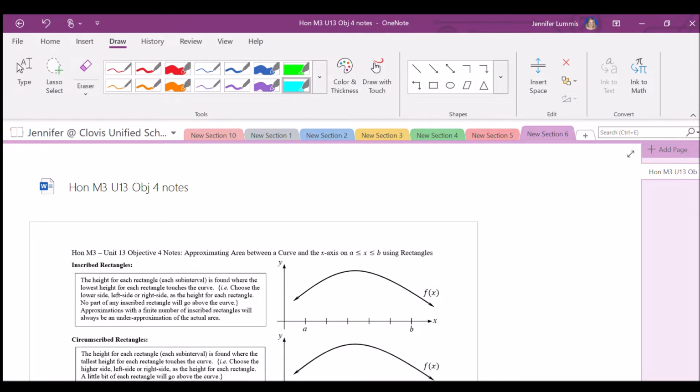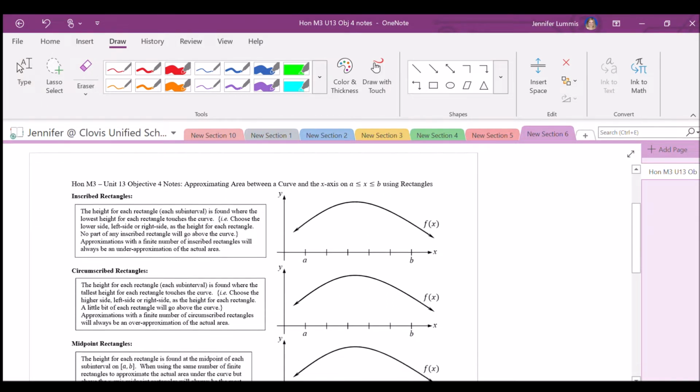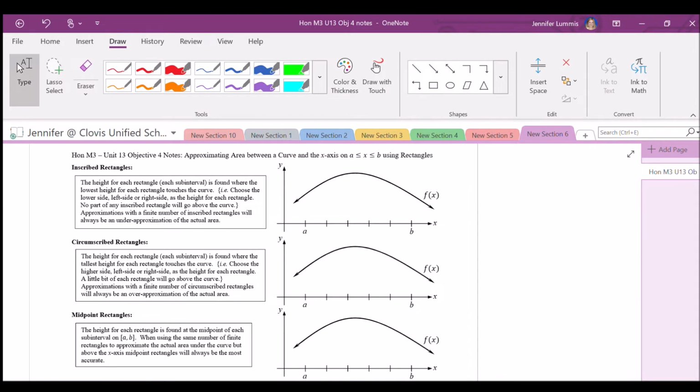So the first thing we're going to do is walk through the different kinds of rectangles we're likely to run into: inscribed, circumscribed, and midpoint rectangles. And we're just going to draw out what each of those cases would look like.